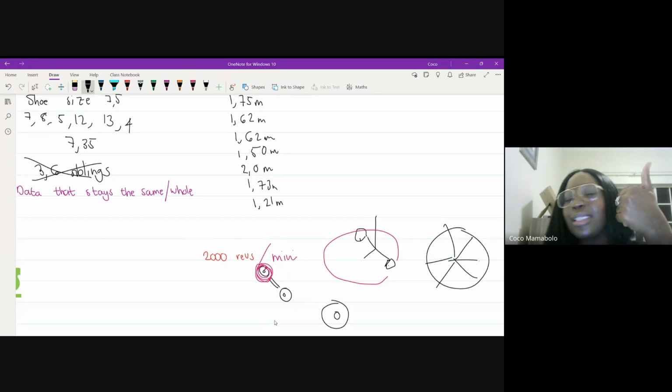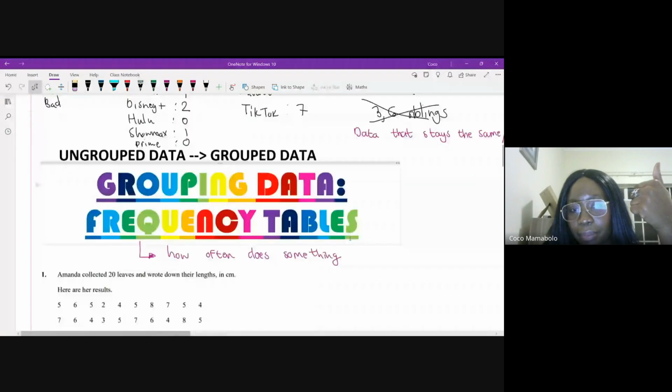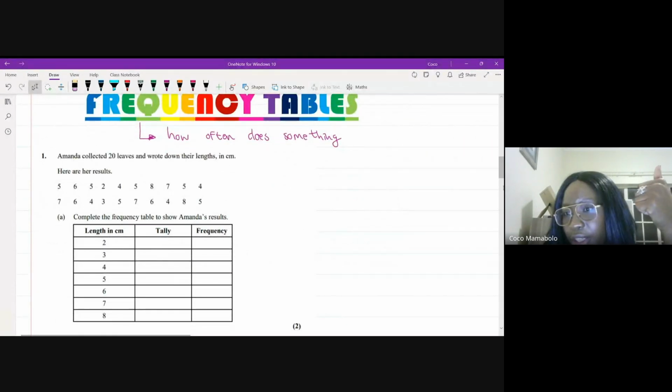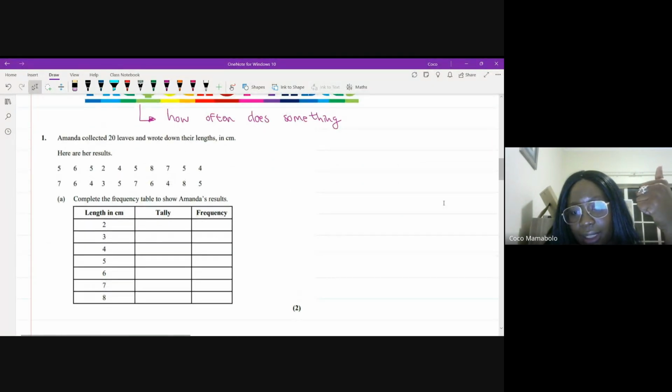I'm going to give you guys a very, very simple example. It's not going to be this complicated, I promise. Okay, it's not going to be this complicated. Let's look at this example over here. Okay, there we go. There's your tally, Narisha. Are we happy? There's the tally.